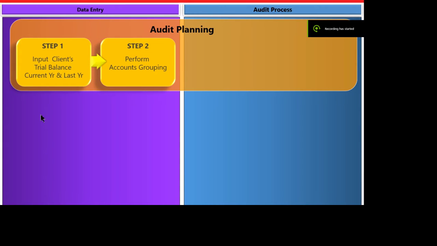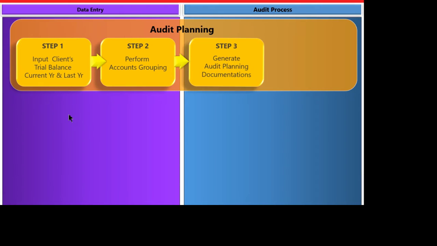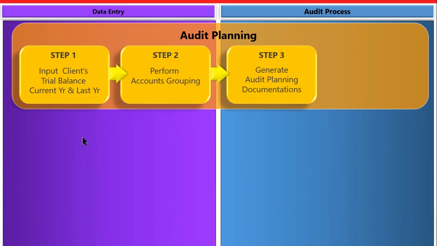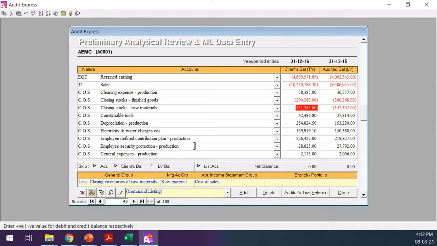Account grouping. Okay, so now once you have done these two steps, you can proceed with step 3 for setting the maturity level and also generate some reports for you to do analytical review. So now, what we are going to do is move back to your software. So basically, this is what we have done.